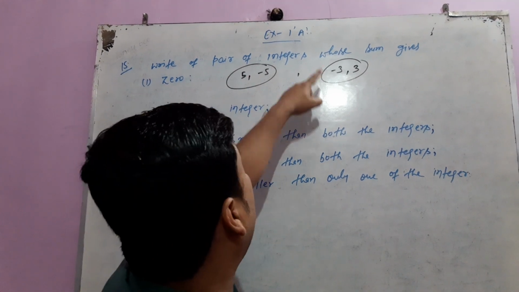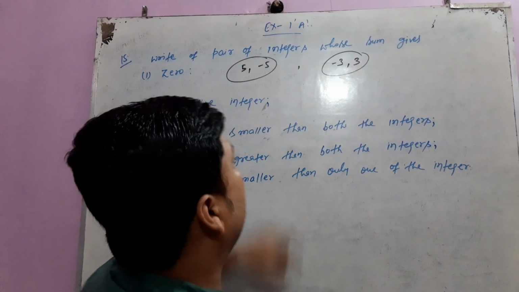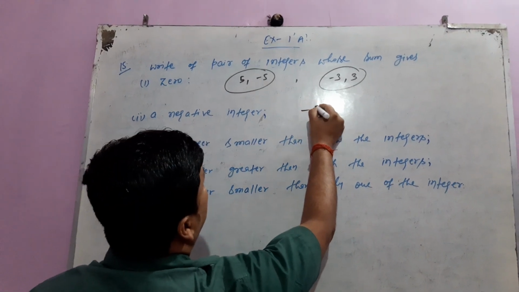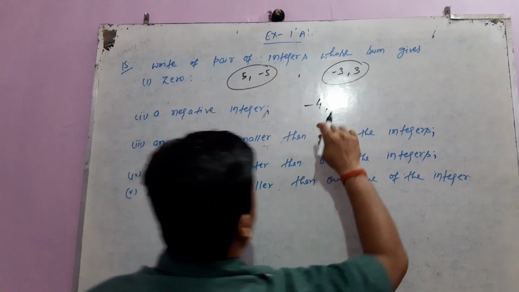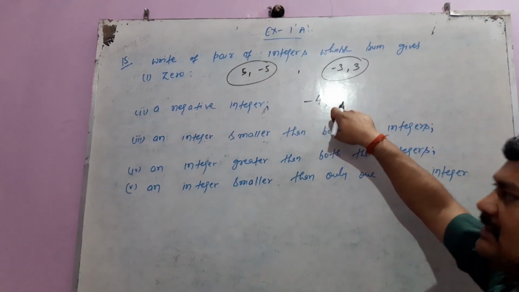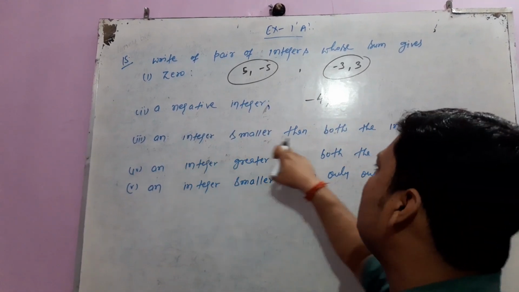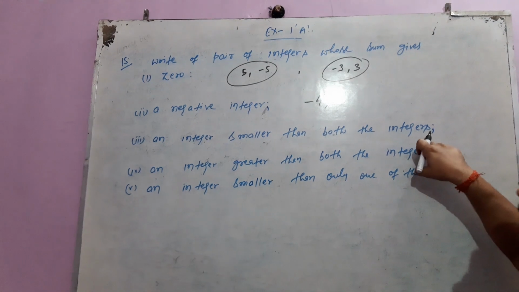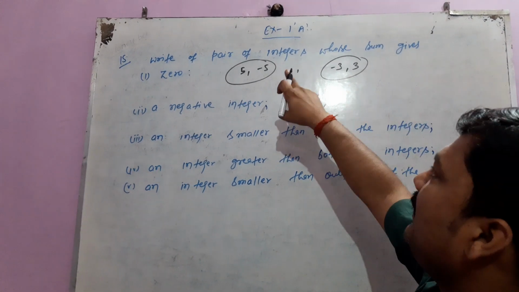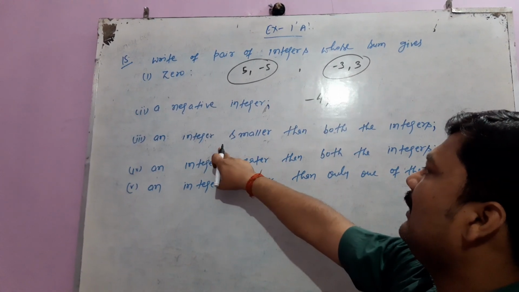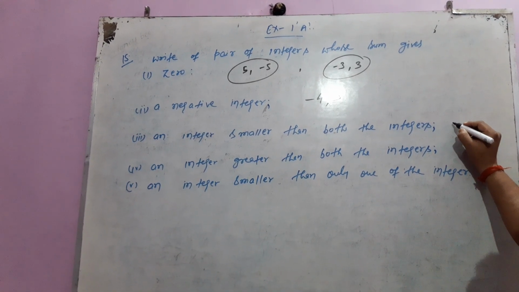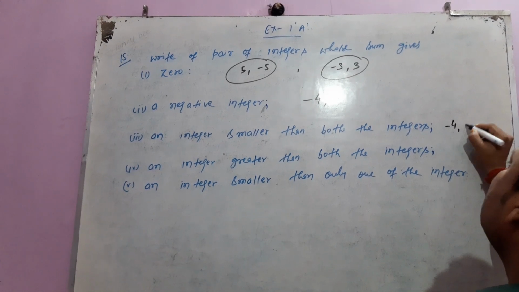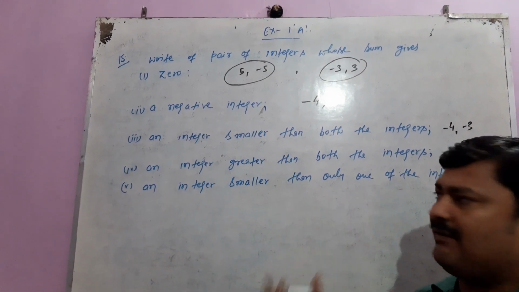Or write a pair of integers whose sum gives a negative integer. For that we have to keep a greater negative integer here and a smaller positive integer here. Now the sum of these two integers will be -1. An integer smaller than both of the integers. When the question asks us to find a pair of integers whose sum is an integer smaller than both, then we have to take any two negative integers, like -4 and -3, -2 and -7.